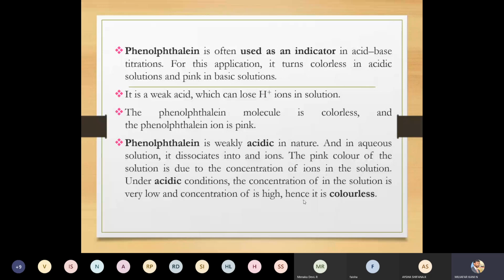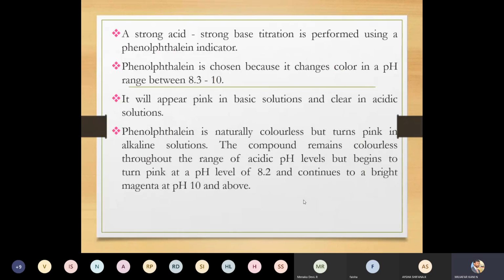As already told, it presents a colored nature above pH 9.0 and is colorless below pH 8.0. Here, phenolphthalein is chosen because it changes color in a pH range between 8.3 and 10. It will appear pink in basic solution and colorless in acidic solution.